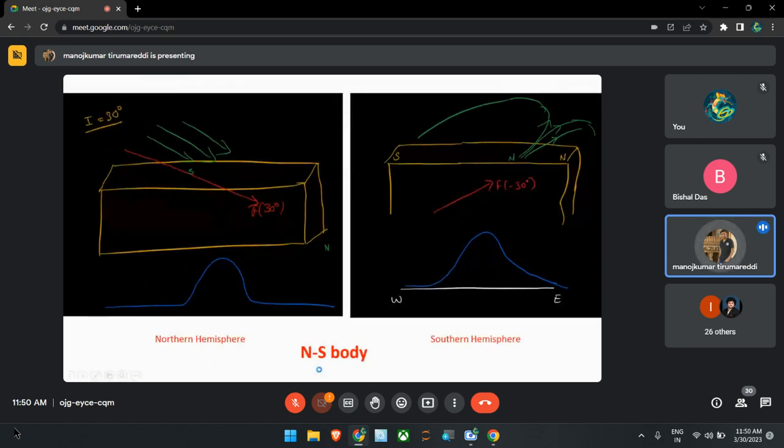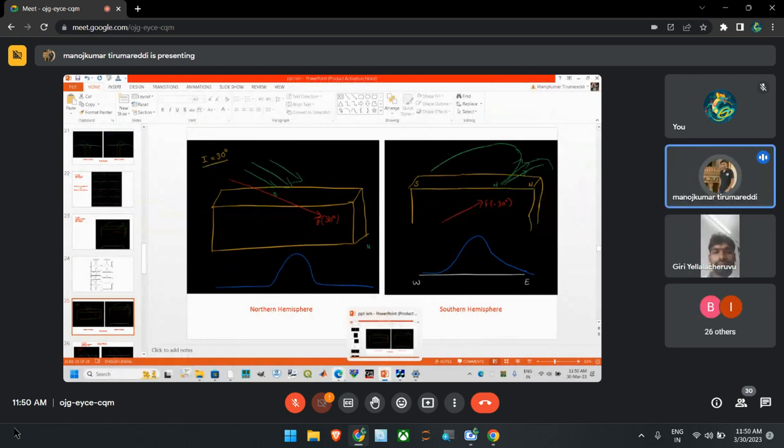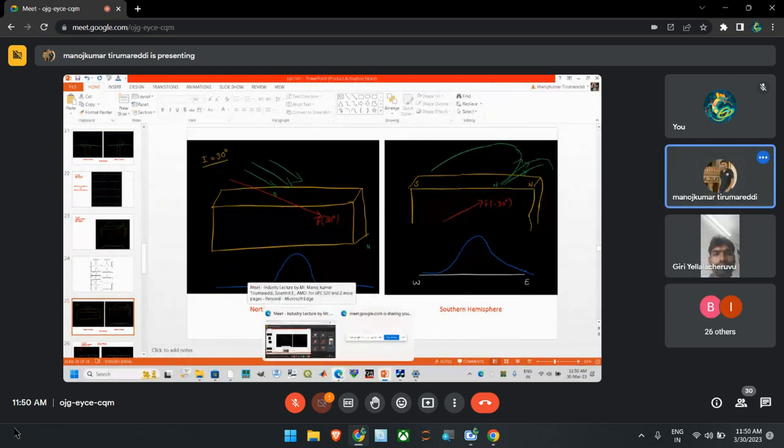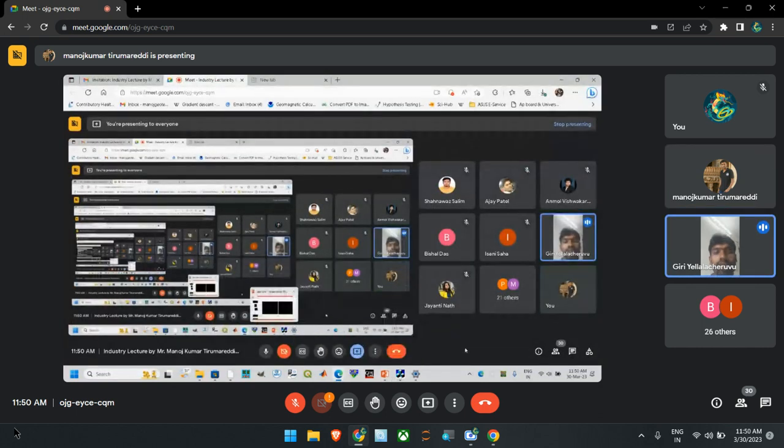Is it clear, the inclination effect on magnetic anomalies? I want to discuss the dip effect next. Questions, please.